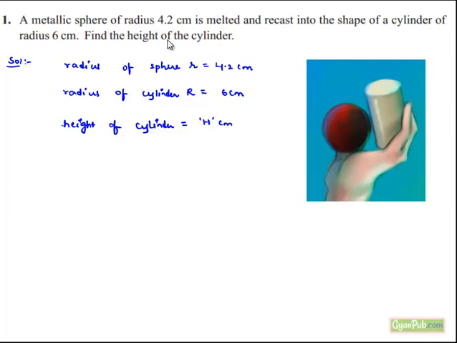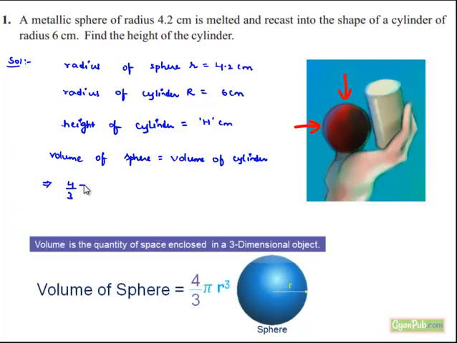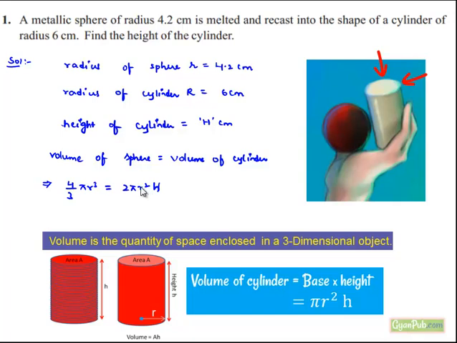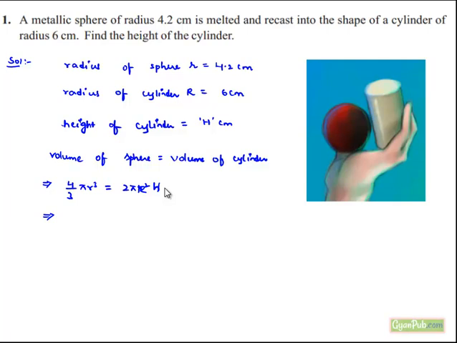As the metal sphere is recast into the cylinder, the volume of both the objects will be the same. Therefore, we can equate the volume of sphere to the volume of cylinder, which implies the volume of sphere, 4 by 3 pi r cube, is equal to the volume of cylinder, pi R square into h, and from this we need the value of h.